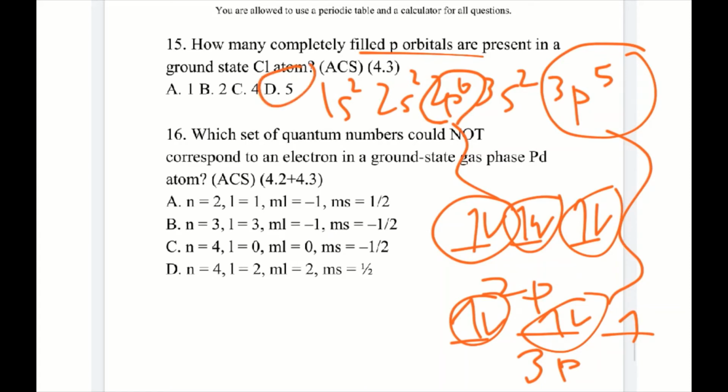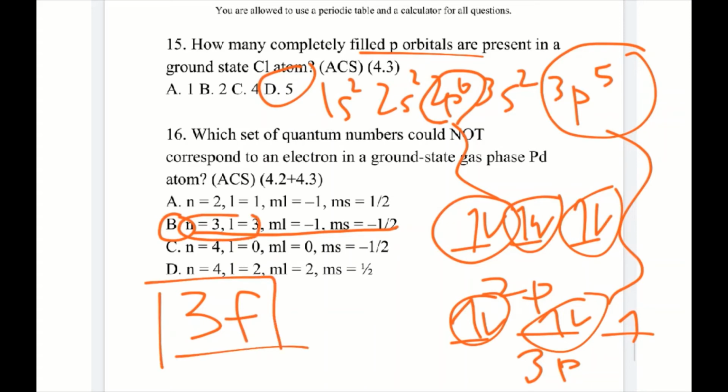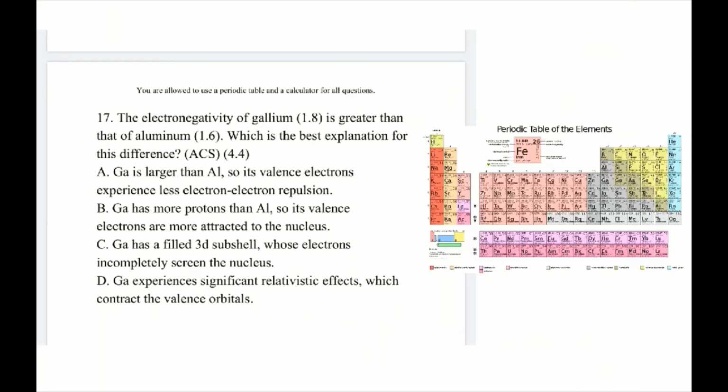Next question. Which set of quantum numbers cannot correspond to an electron in a ground state gas phase p d atom? Now I'm just going to show you the answer. It's B, because if you look at B, it's saying that the quantum number for one of the electrons is 3f, and that's from the first two. And notice how 3f doesn't exist, because it's not part of that staircase that you remembered. And in addition, L is supposed to be n minus 1 at most, and notice that 3 minus 1 is 2, so L can be at most 2, but since L is 3, it's wrong. So 16 is B.